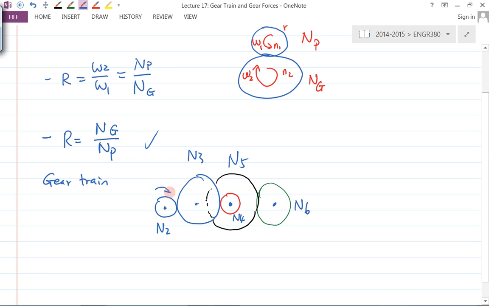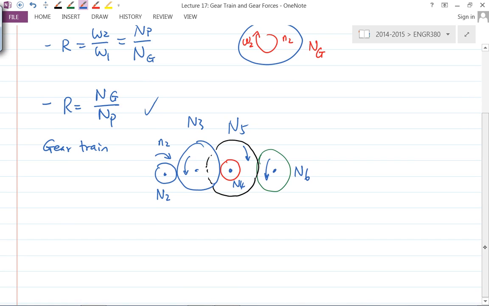So the initial rotation for this one here is rotating this way. So you can draw the rotations for each one, like that. Then for this kind of gear train, we need a value, which is what we call the train value, or the gear train value.